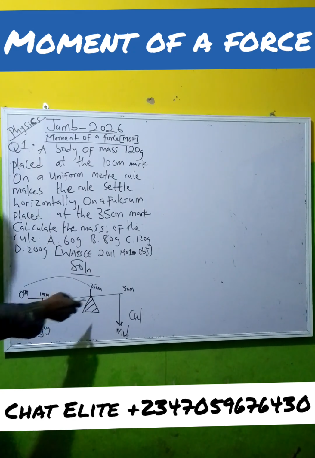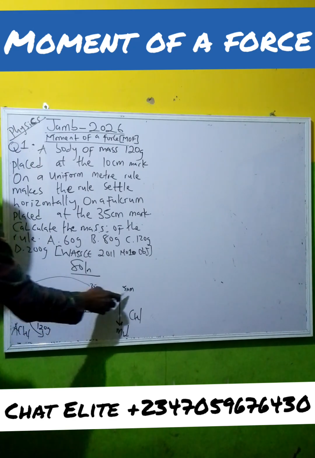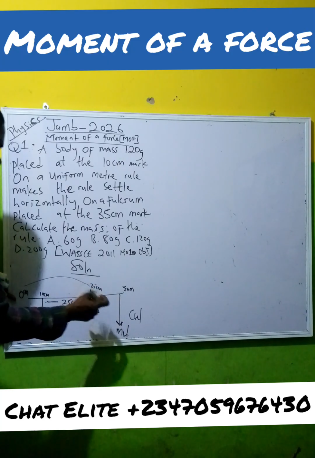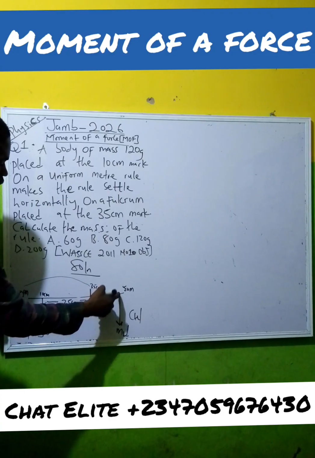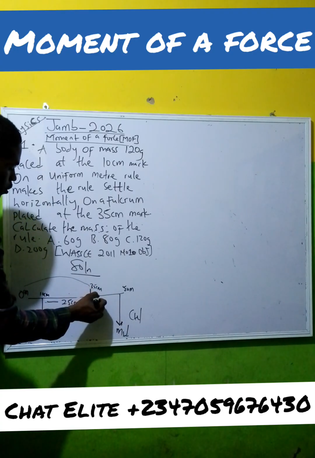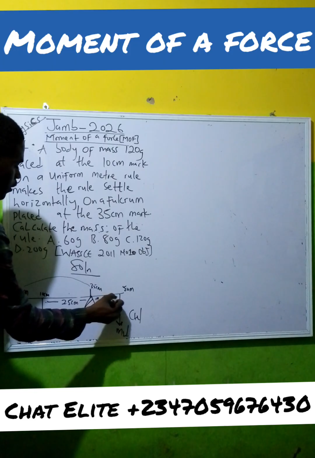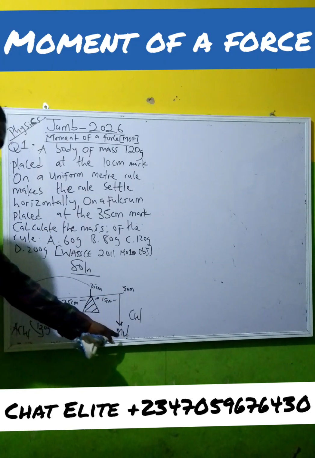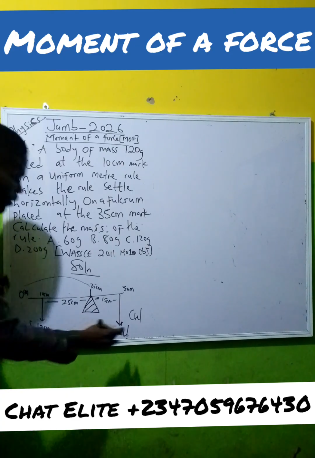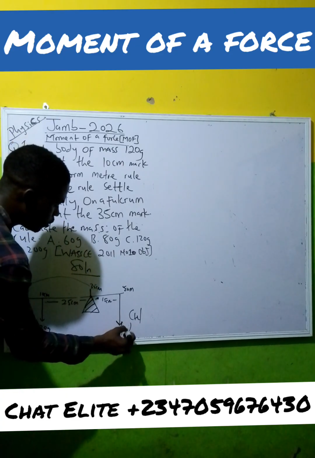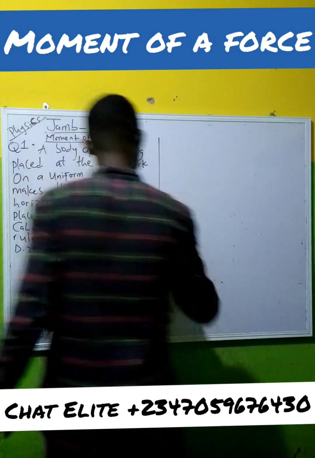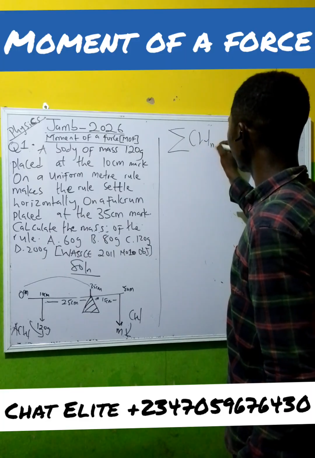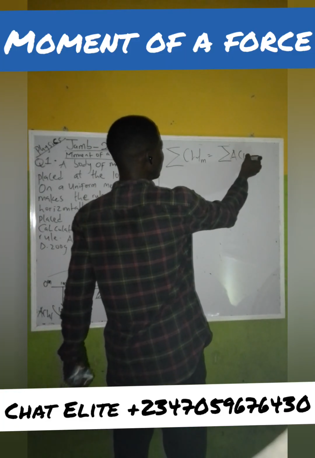Okay, so now if from here to here is 35 and from here to here is 50, what will be the distance here? That will be 50 minus 35. So this one is going to be 15 centimeter. Okay, so we have balanced both side lengths now. So we can now proceed to calculate the mass of the metal. This is clockwise. So let's follow the rule: the sum of the clockwise moments equals the anti-clockwise moments.